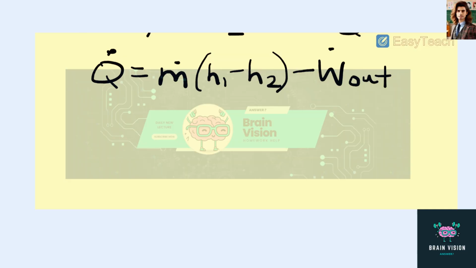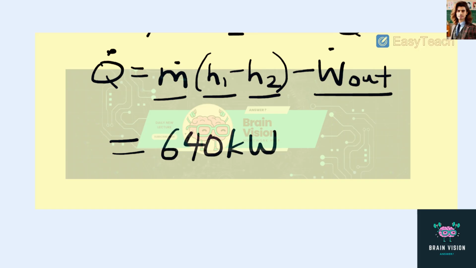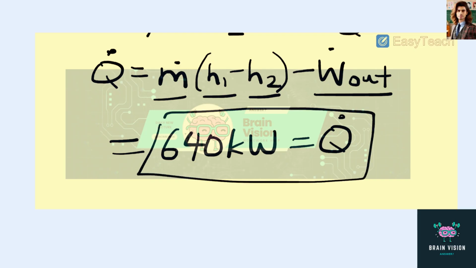Now for plugging in for all of these variables, we'll see that we get a q dot equal to 640 kilowatts, and that is the heat transfer that is lost through the turbine casing.